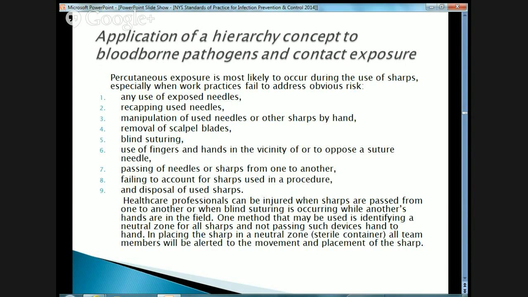Exposure is more likely to occur during the use of sharps, especially in the operating room, and you're failing to address obvious risks. That is the recapping of needles, manipulating of needles, removing of scalpel blades, and suturing using fingers. In some surgeries you need to use your fingers, and that's understandable, just be careful with it. Also passing needles, as we discussed already, and not counting the needles or the sharps that you have in surgery. Healthcare workers have been injured when they're passing them or during blunt suturing, and it occurs while other hands are in the field. Be careful what's around you.